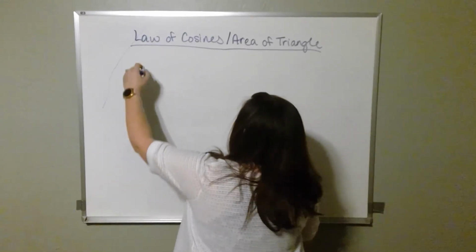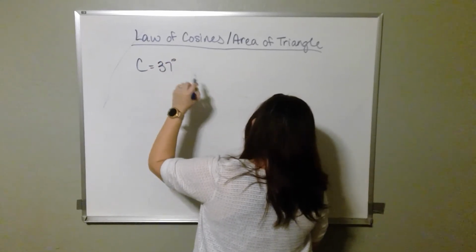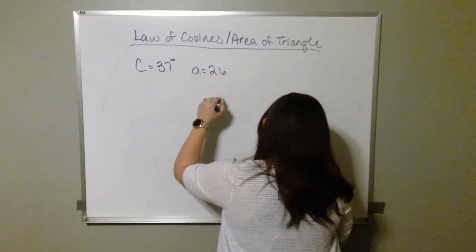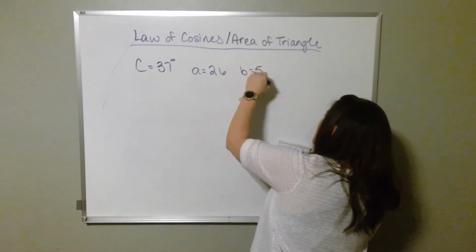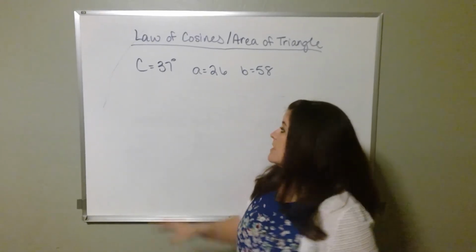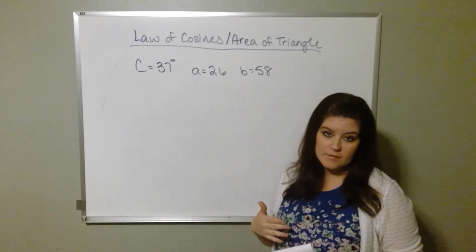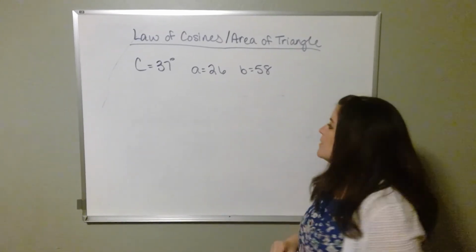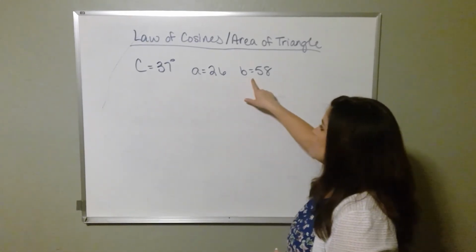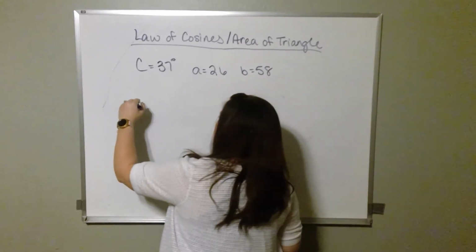In this example, I am given angle C. It is 37 degrees, and side A is 26, and side B is 58. So I have a different set of information. Notice I still only have one angle, two sides, no angle-side pair, so I've got to use the law of cosines. Because I have angle C and I have sides A and B, I'm going to use that third version of the formula that starts like this.